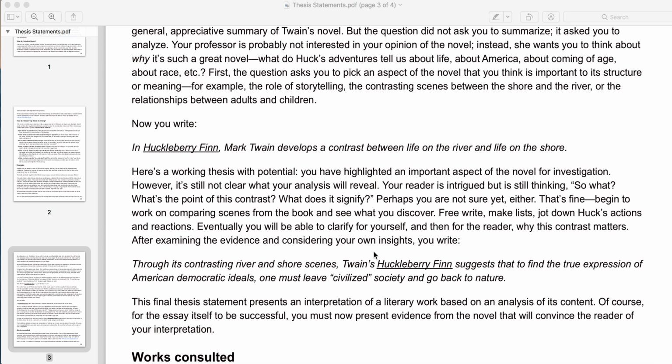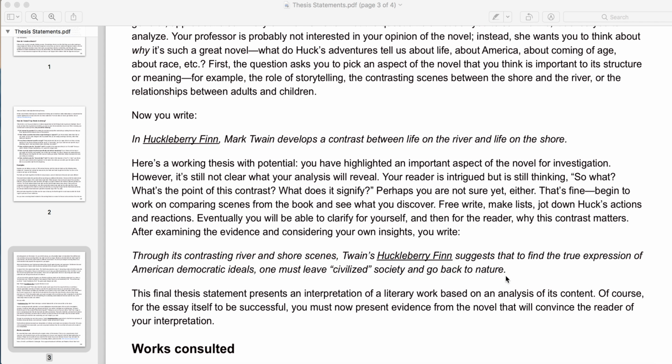So then you write, though it's contrasting river and shore scenes, Twain's Huckleberry Finn suggests that to find the true expression of American democratic ideals, one must leave civilized society and go back to nature. So here, this is an interpretation of a literary work based on an analysis of its content. This is really much, much, much better. It's focused, it's precise, it's specific, it answers the so what question, it doesn't leave you hanging. So you know exactly what the argument's going to be.